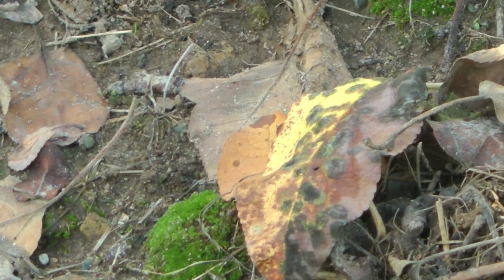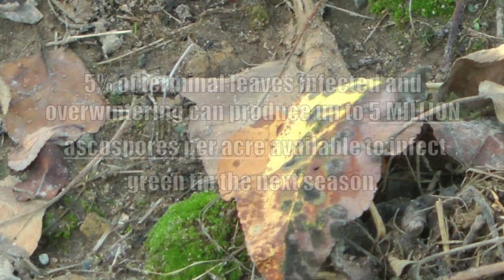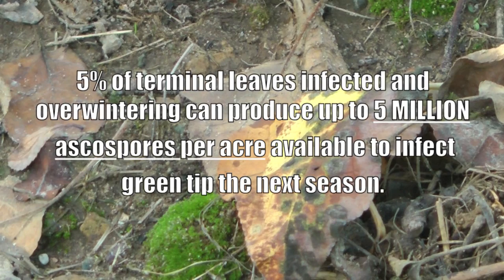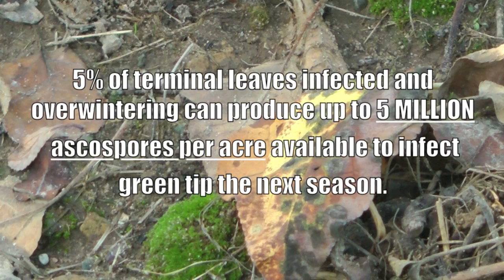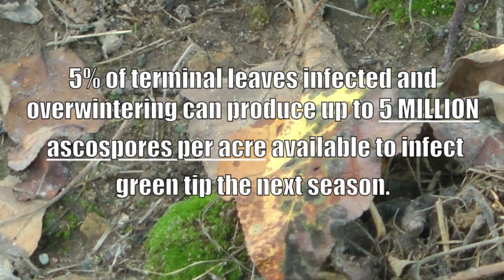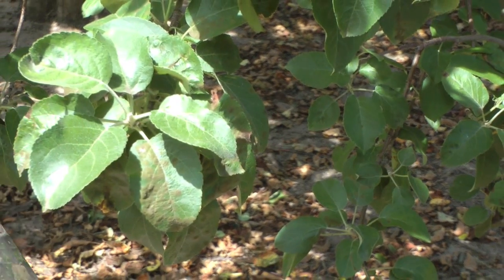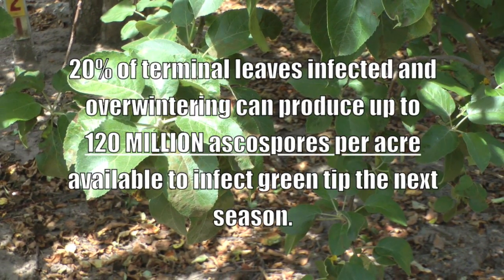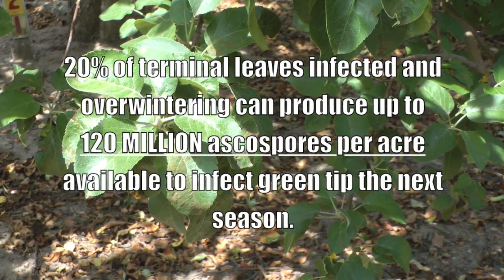If the percentage of terminal infected leaves increases to about 5%, we could expect a further tenfold increase in primary ascospores the next season at green tip, to almost 5 million spores per acre. A very high level of infection of 20% the previous autumn could mean 120 million spores per acre at green tip. Therefore, an orchard that has a high infection level of apple scab going into the fall has the potential to be a high inoculum orchard the following season.